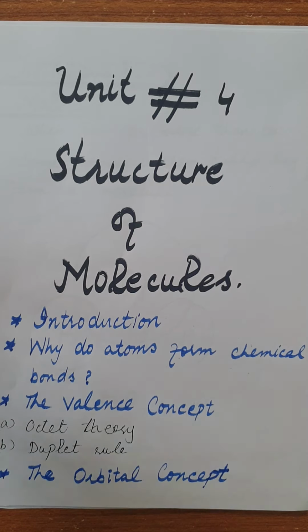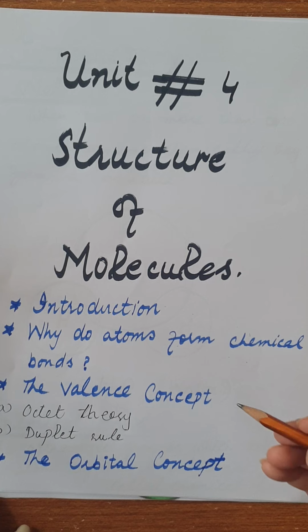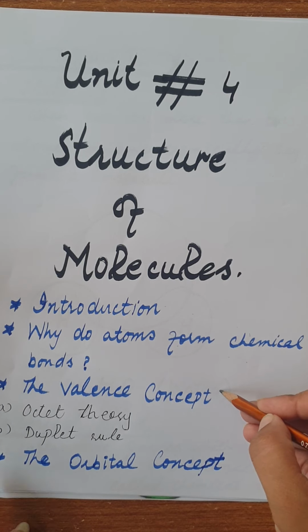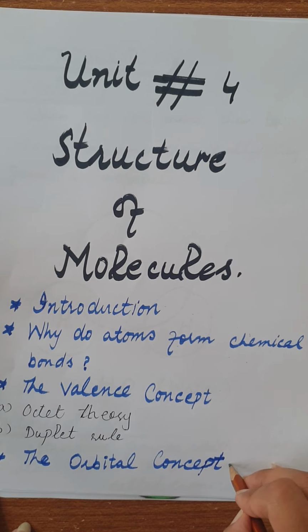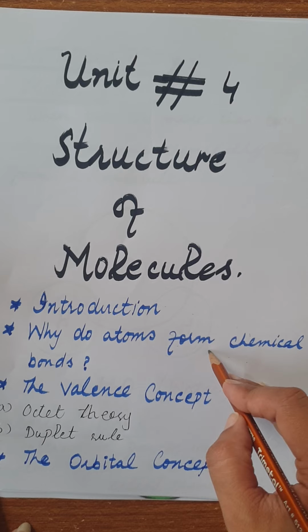The name of the chapter is Structure of Molecules, and today we discuss the introduction to the chapter: why atoms form chemical bonds, that is, the reasons why there is a need for the formation of chemical bonds between atoms. In order to explain this bonding, we have two concepts in chemistry. The first concept is known as the Valence Concept and the second concept is known as the Orbital Concept. These are the two main concepts which explain why atoms form chemical bonds.